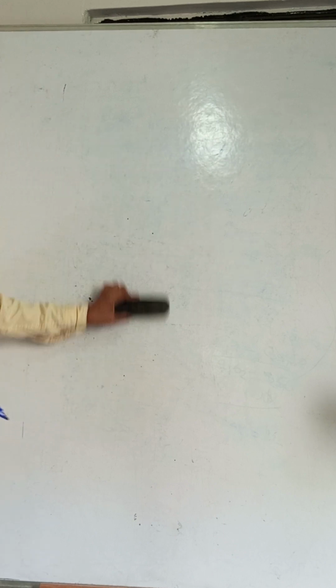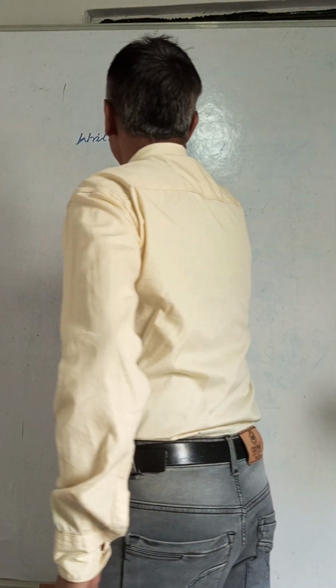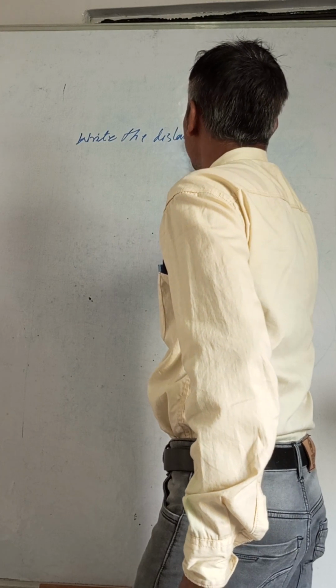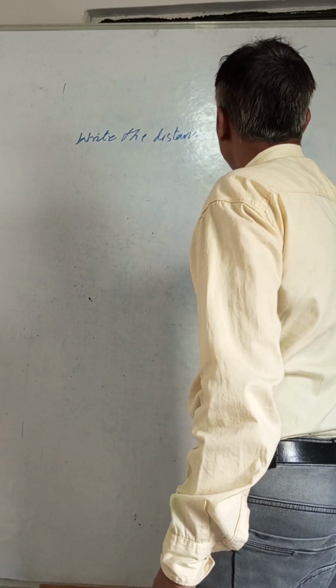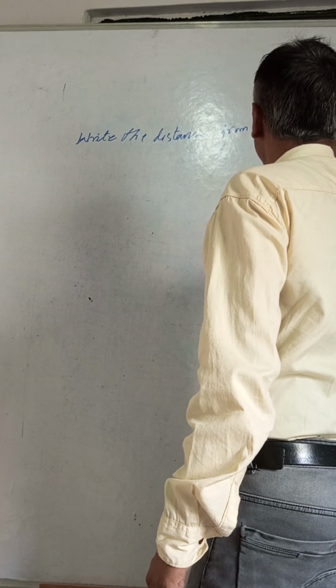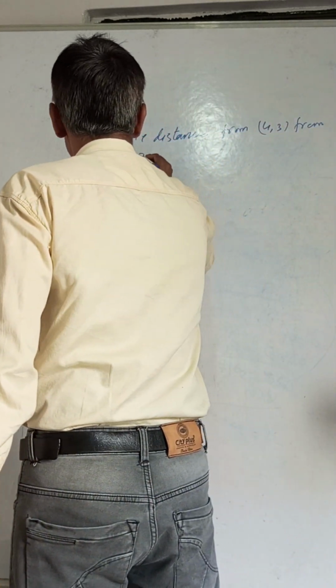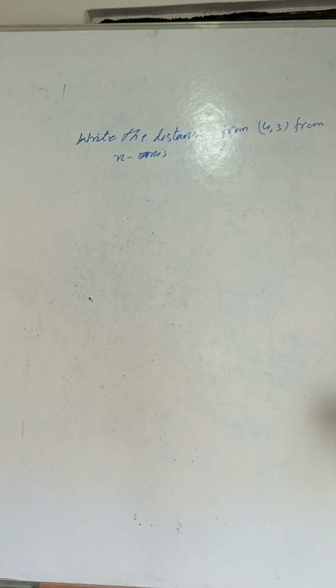We are taking the next question. Find the distance of the point 4, 3 from the x-axis. It is written x-axis.